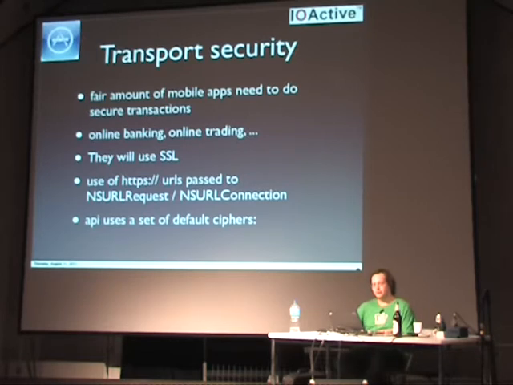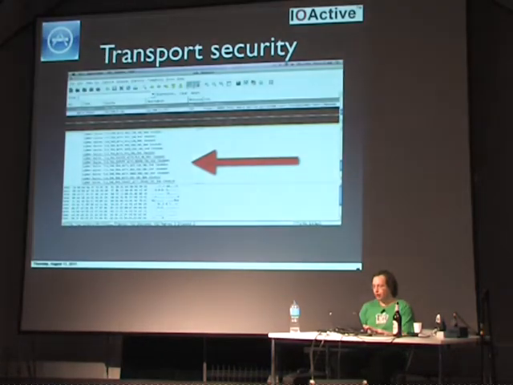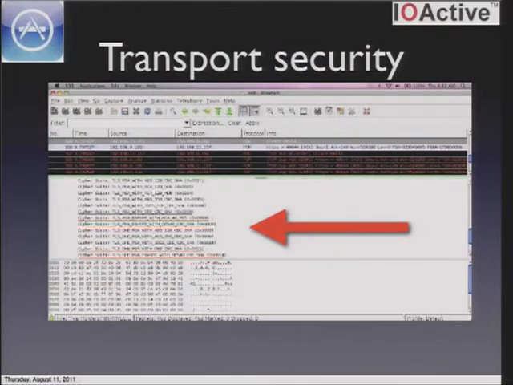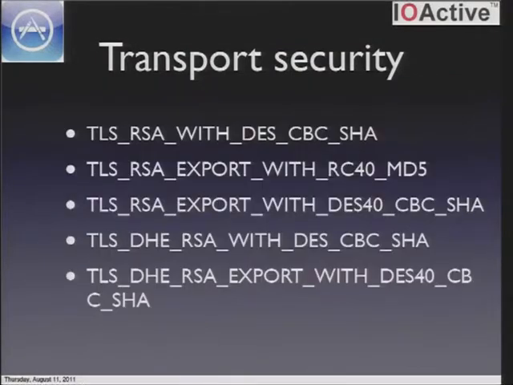This usually happens by using HTTPS links, and you end up using NSURLRequest and NSURLConnection, and just using those classes, the SSL sort of happens for you. The API uses a default set of SSL ciphers, which if you sniff kind of looks like this. This is the initial client hello handshake. And if you take a closer look, you see there's a whole bunch of cipher suites in there that you really don't want to be using, including DES, and export ciphers like 40-bit RC4 and 40-bit DES, which you really, really don't want to be using.